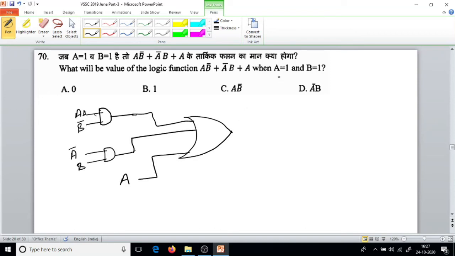That is the A. And already he is saying A equal to 1. In an OR gate, whenever any of the input is 1, output will be 1. So the answer is 1. Output will be 1. So the answer is option B, 1.